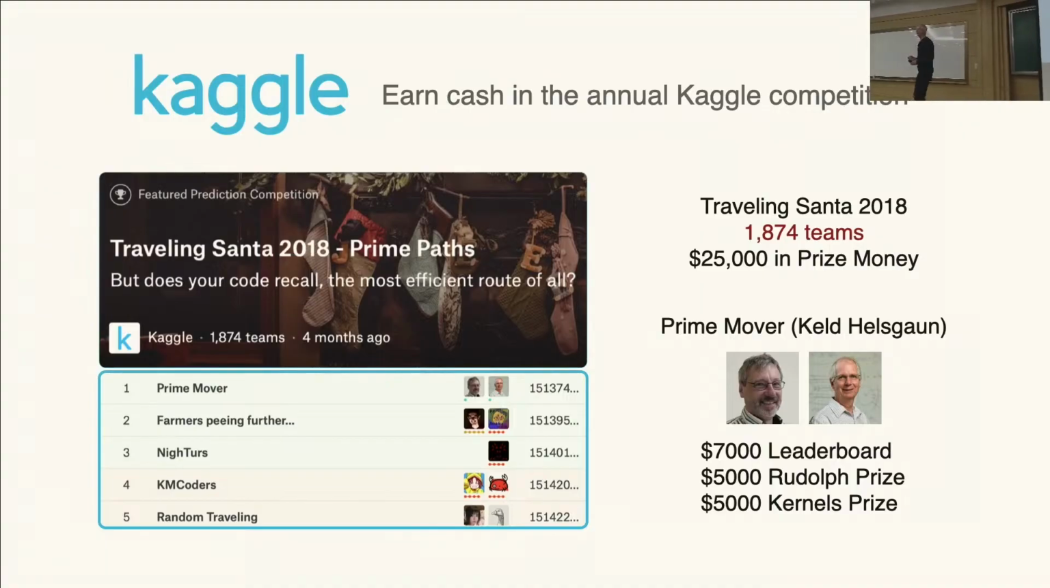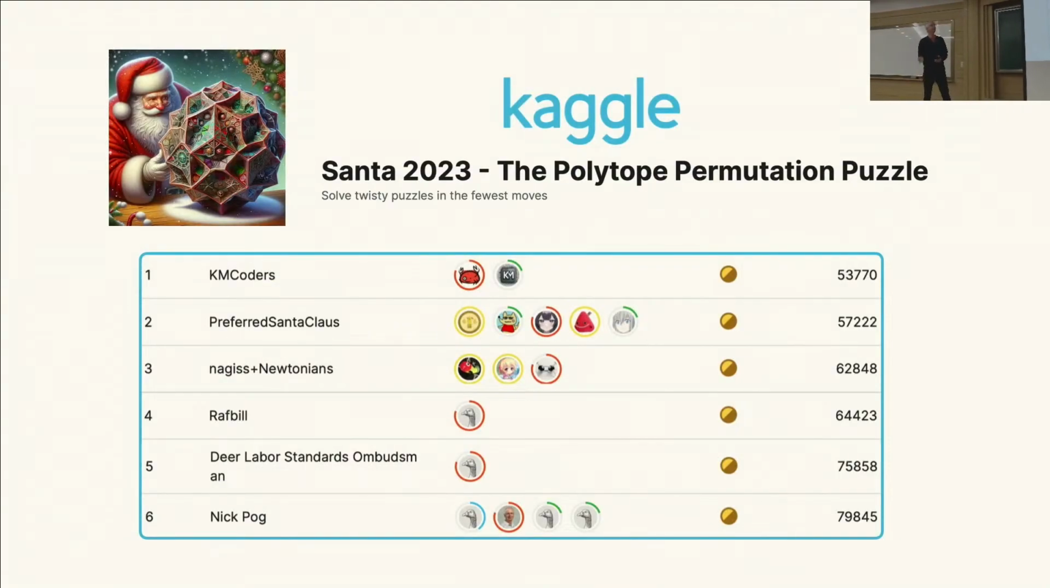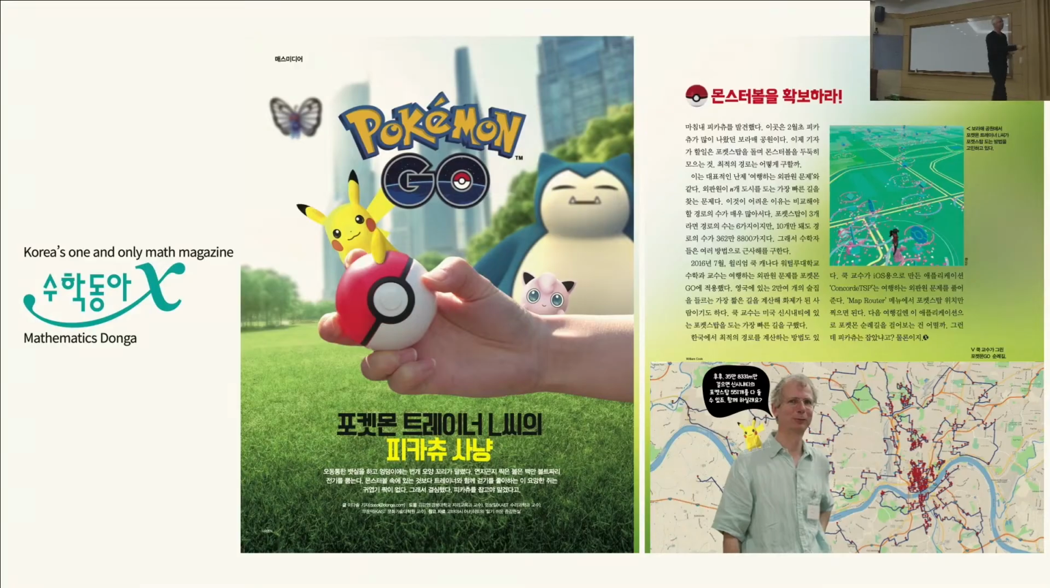But I have to say, it's not all a happy ending. This team from Japan, the KM Coders, this past January I competed again and they won all the money. My team, I worked with students from Moscow, came 6th place. We didn't get any money. So you don't always win. But if you want to appear in Korea's one and only mathematics TSP man.